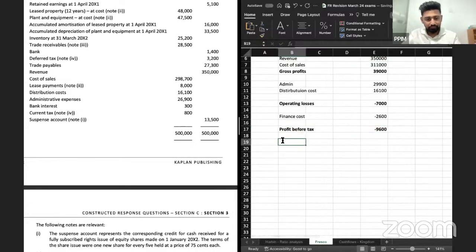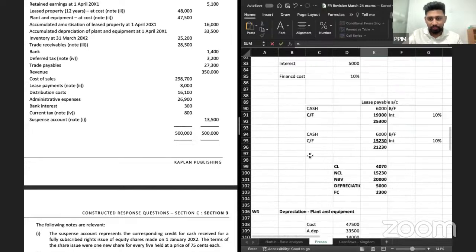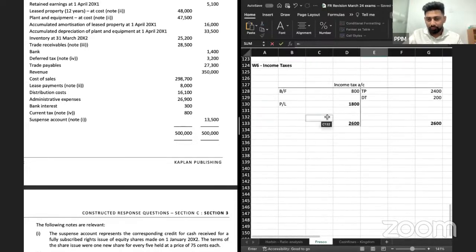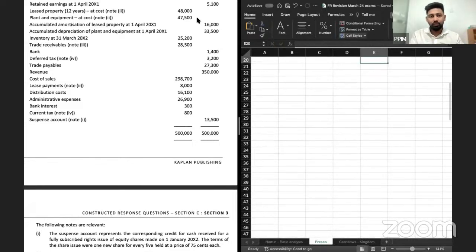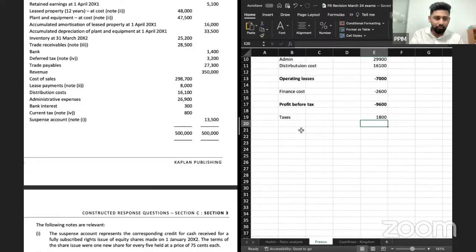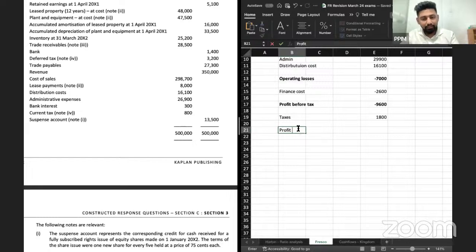Then I've got my taxes. My taxes we already calculated. I have 1,800 to the P&L, but I don't deduct it. Remember, this time I add it. Normally I deduct it, but this time I'm going to add it. That's right, Amna. Therefore, my PAT, profit after tax, will be the sum of this.